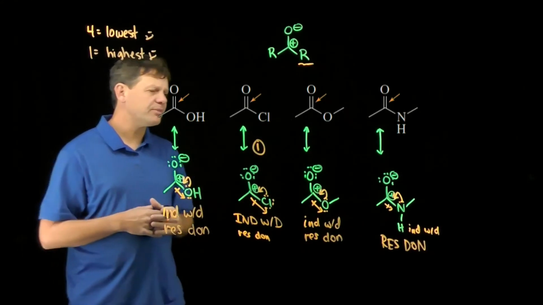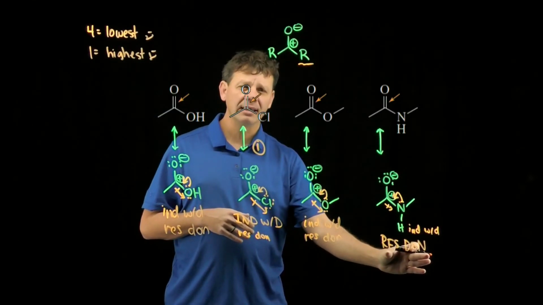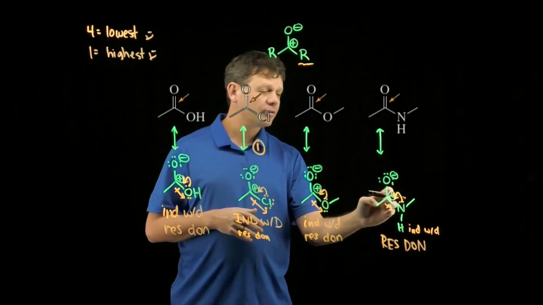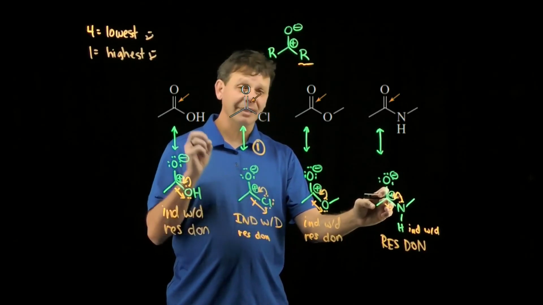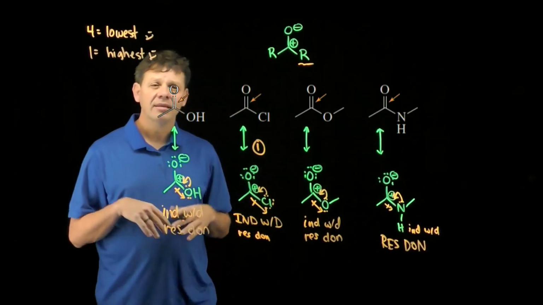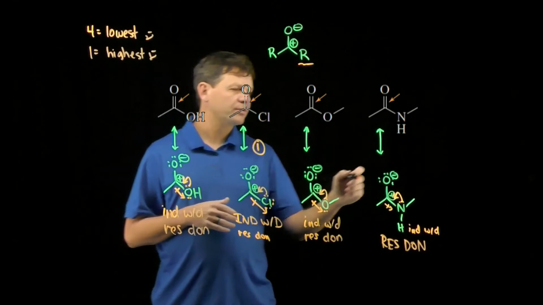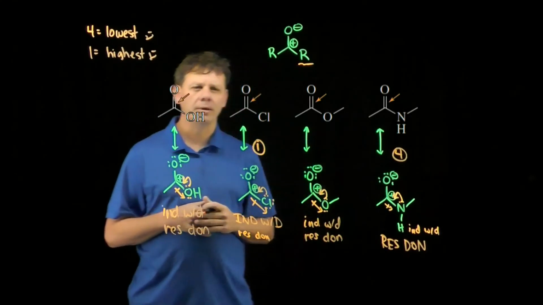On the other extreme is the nitrogen, where it's mostly a resonance donating group. Because it's going to decrease the amount of positive charge on this carbon, this lesser positive charge is going to hold this negative charge less tightly. Therefore, it will vibrate at the lowest frequency. And so we will call that one number 4.